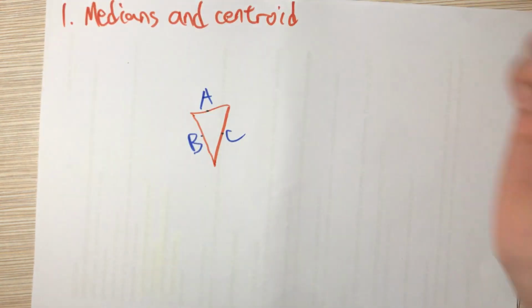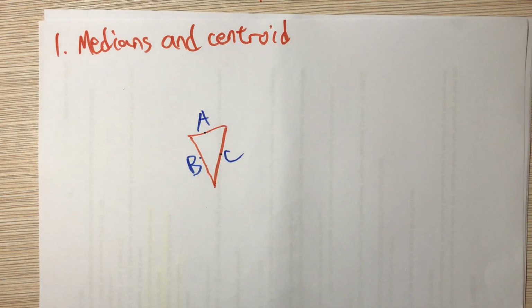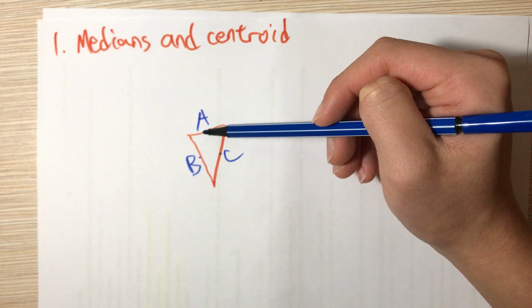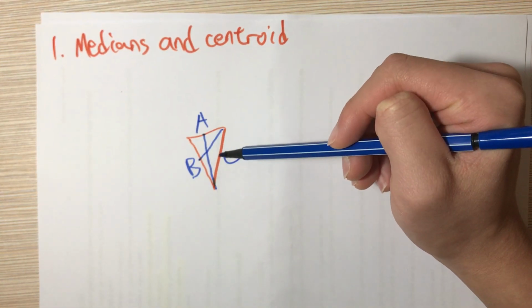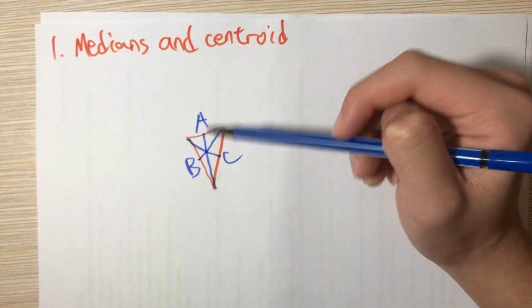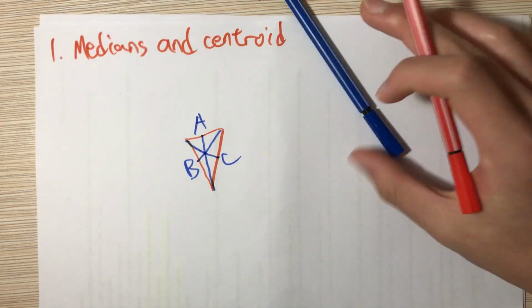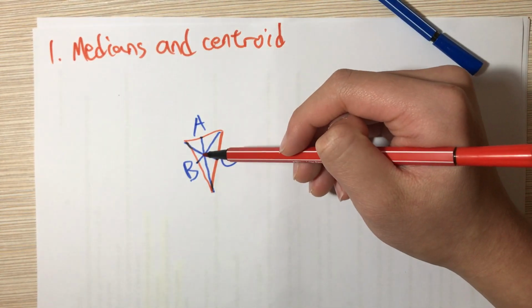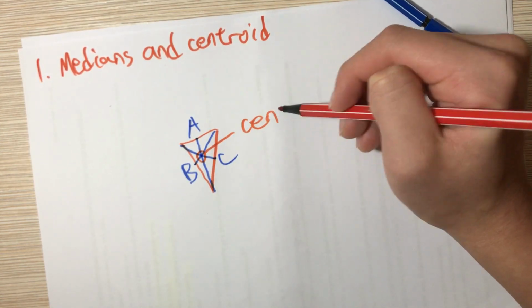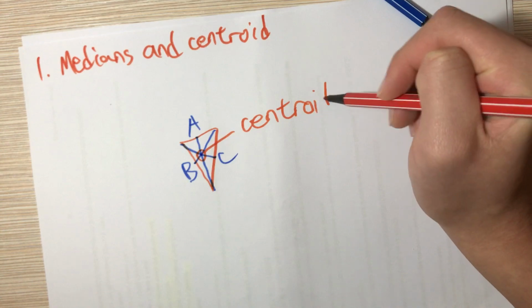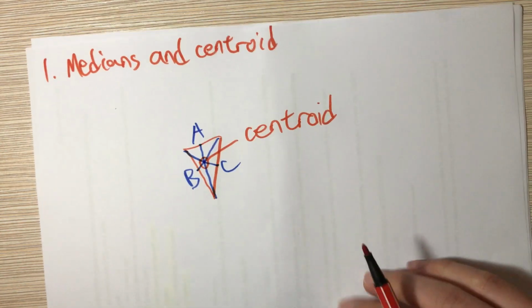Perhaps here it is just approximately, I didn't measure it, and then we connect it to the opposite angle like this. Now they will always intersect, and the intersection point is the so-called centroid. Okay, so let's move on.